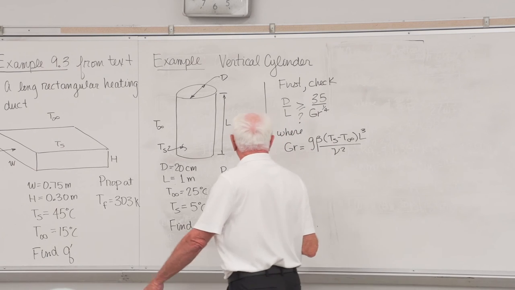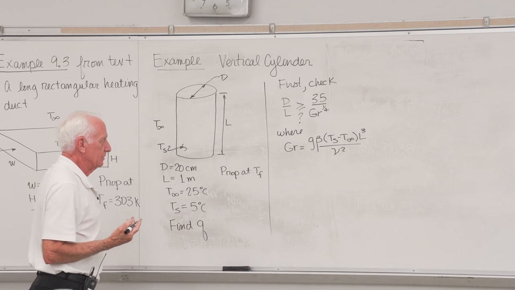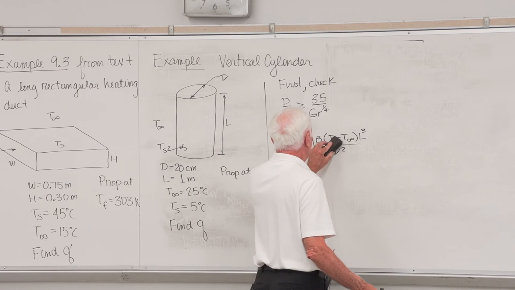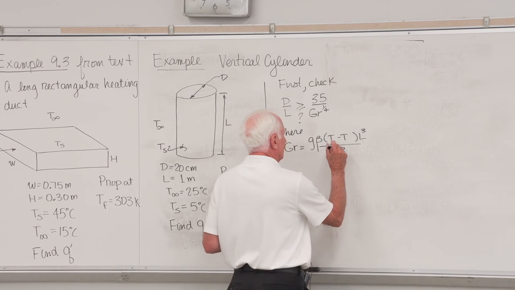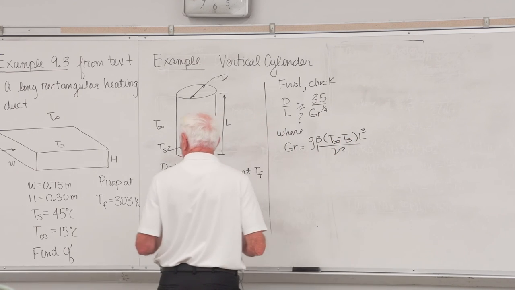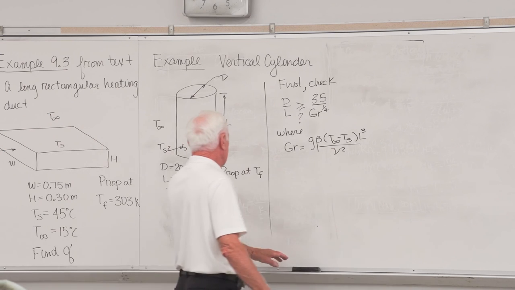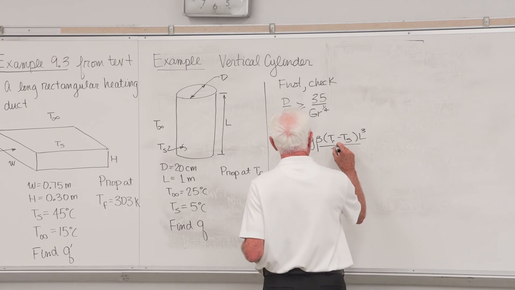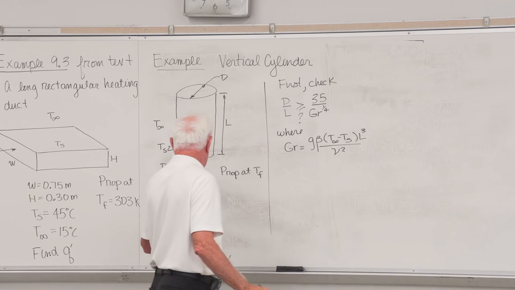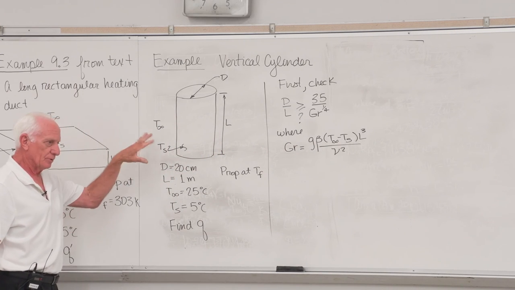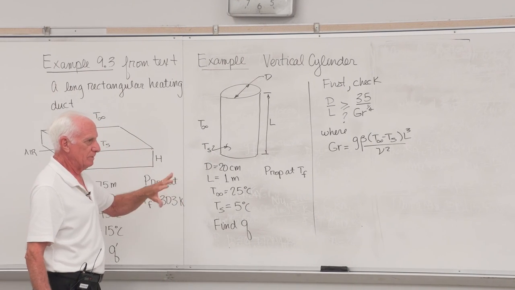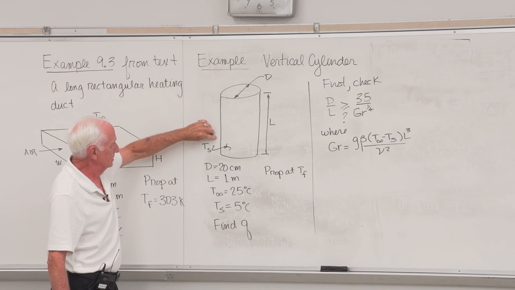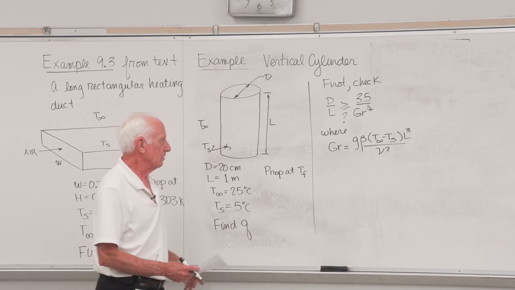Okay, so we know everything. g is 9.81, beta is 1 over T film, absolute. We know T S, we know T infinity. Always put the hot temperature first, you don't want a negative Grashof number. Oh, I'm sorry, it is the opposite way. T surface is 5, not 45. So we have T infinity, 25, minus T surface. Now, that's a good point, because what's happening here? That cylinder is cold. The air is warm. There's going to be a boundary layer, and it starts up here. That's x equals 0. And it gets bigger as it goes down this way. That's x equals L.